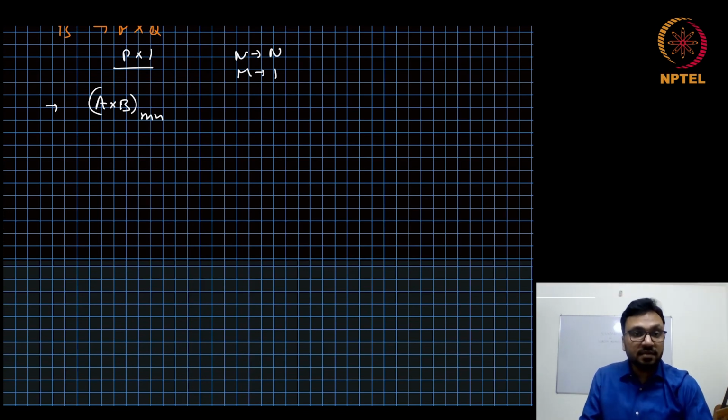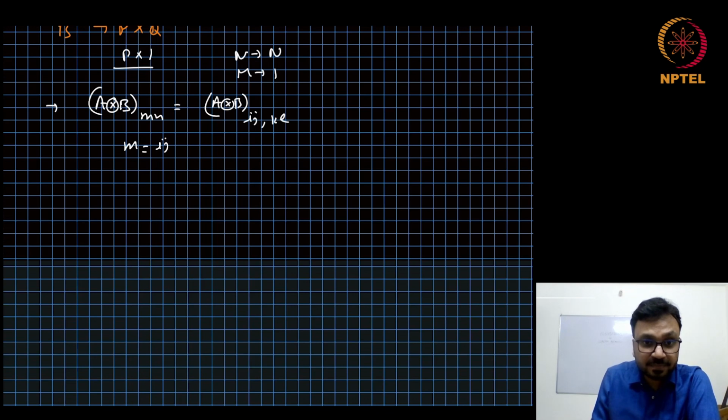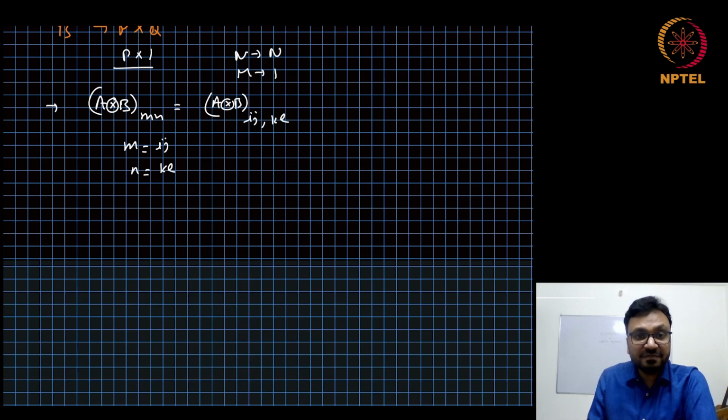Now, if we have A tensor B and we want to find the element mn here. Of course, A tensor B is a matrix, and finding the mn element is a very well defined question here. But it will be a much more useful notation if instead of the mn element, we say the ij kl element. So what we have done is m we are writing as ij and n we are writing as kl. So for example, if our A is a 2 by 2 matrix and B is also a 2 by 2 matrix, then A tensor B is a 4 by 4 matrix.